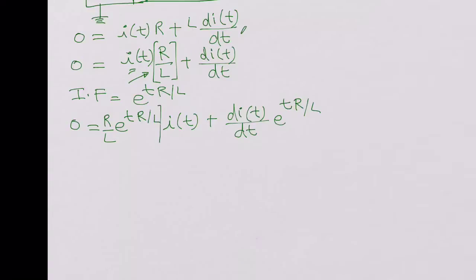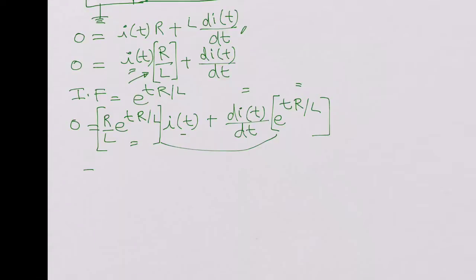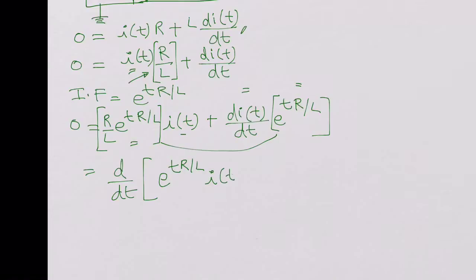So now if you look at this term here, this is nothing but the derivative of this term here. So we have a derivative of function multiplied by I of t, and then we have the derivative of I of t multiplied by the same function. So this would be d over dt of the function 1, which is e power t R over L, multiplied by the function 2, which is I of t, is 0. Now we integrate both the sides with respect to dt.